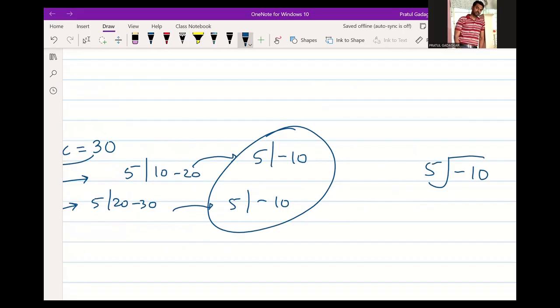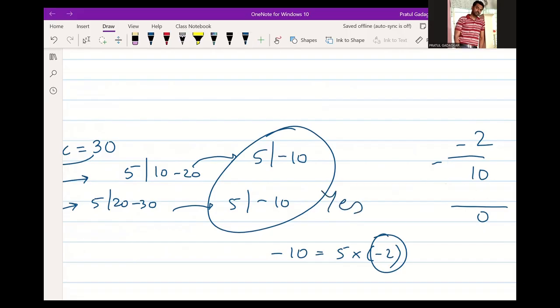Yes, I can divide it by 5 because it is minus 2. So then the remainder will come to be 0. So minus 10 is 5 into minus 2. So this is the division. Minus 2 is the quotient, and the remainder is 0. So this answer is yes.